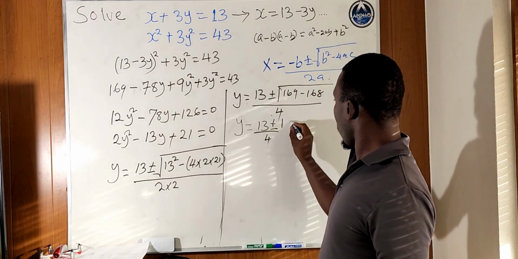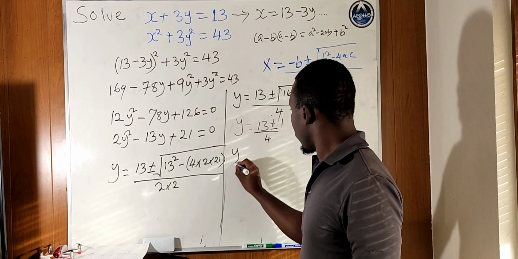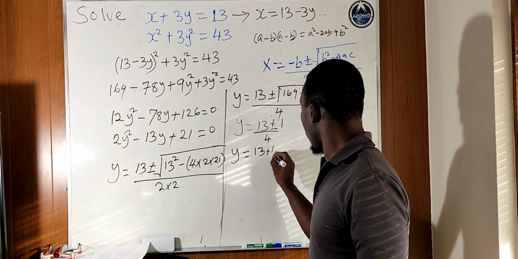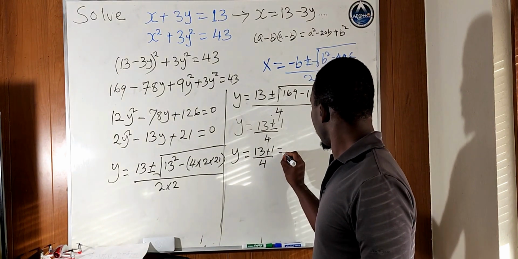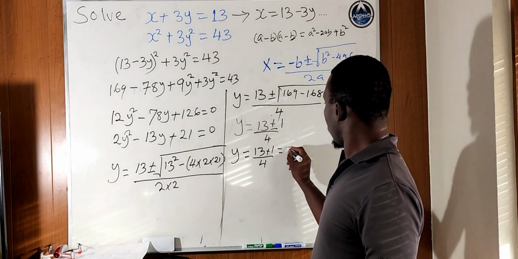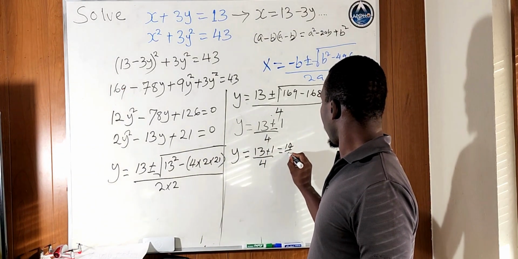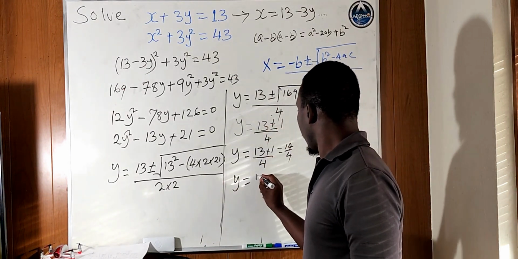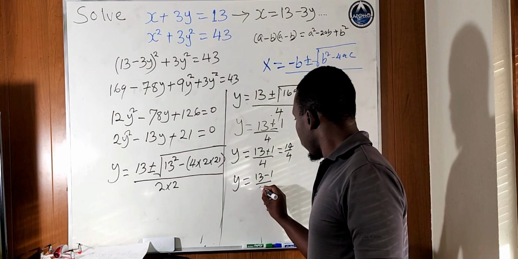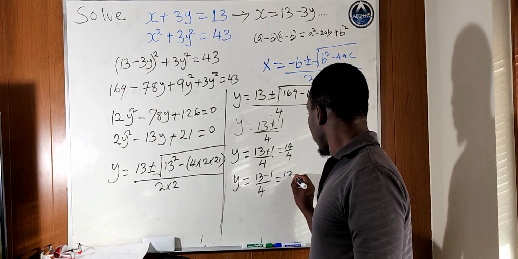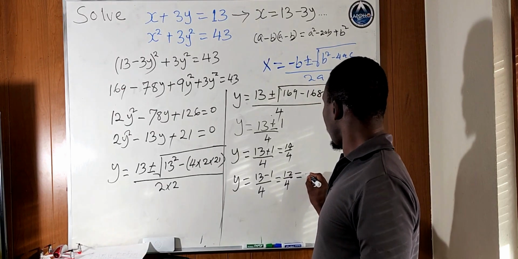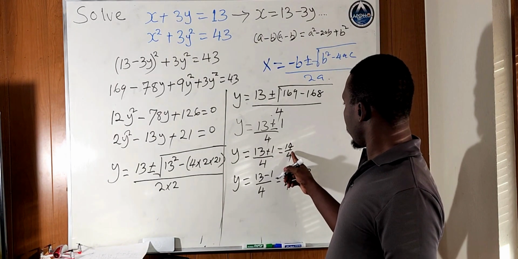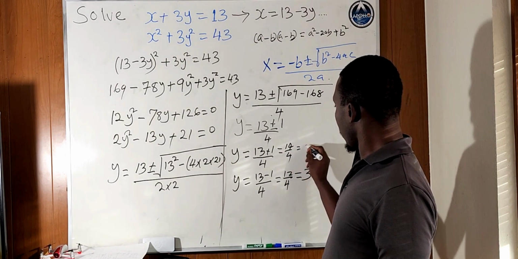So the value of y will be 13 plus 1 over 4, which is 14 over 4, or y equals 13 minus 1 over 4, which is 12 over 4, which is the same as 3. And 14 over 4 is 3.5.